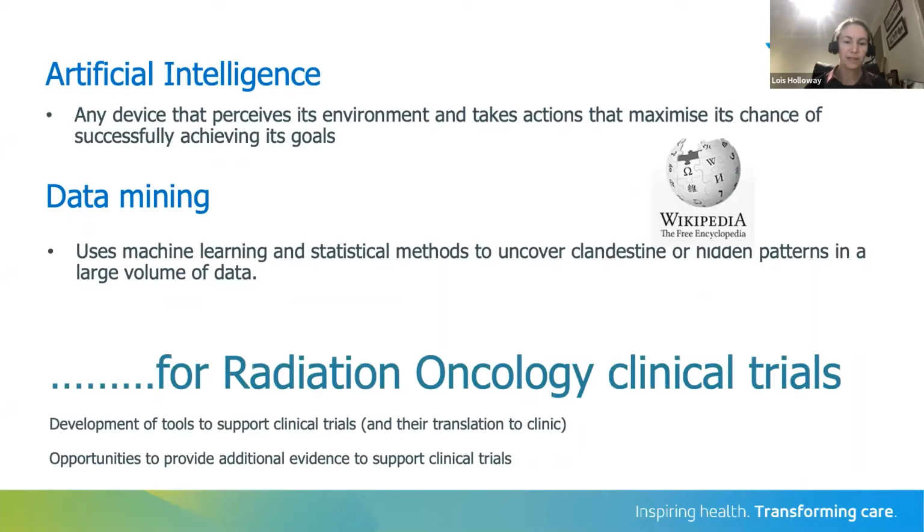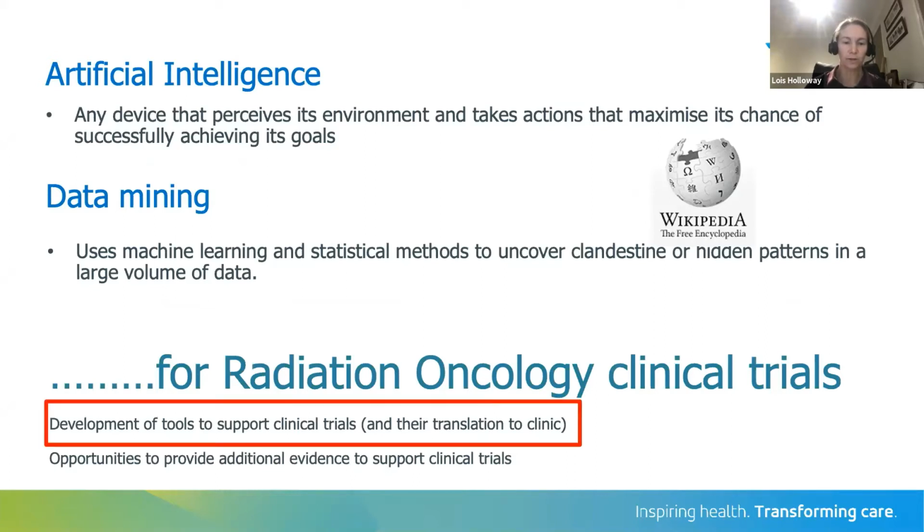So particularly for radiation oncology clinical trials, there are two areas that I want to look at. I'm going to spend most of my time focusing on the first of these, and there are two areas within that I want to talk about. And then finally, a brief glance at other areas of how we can support clinical trials. So, looking at the development of tools to support clinical trials, and in particular their translation to the clinic.